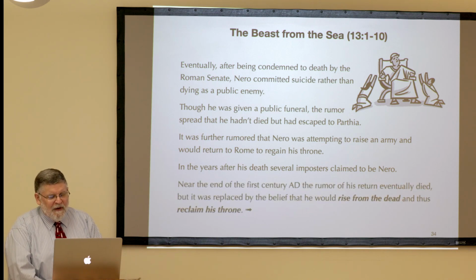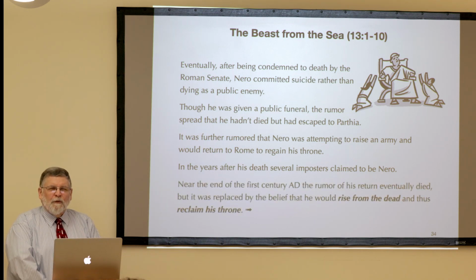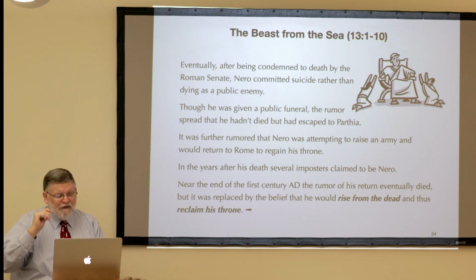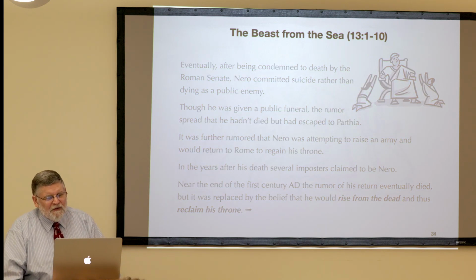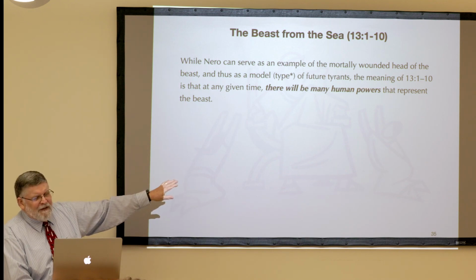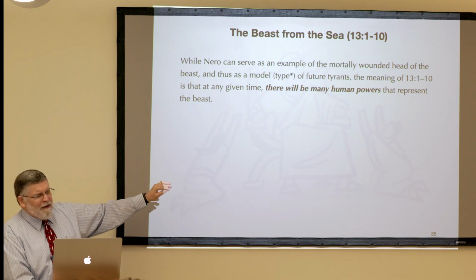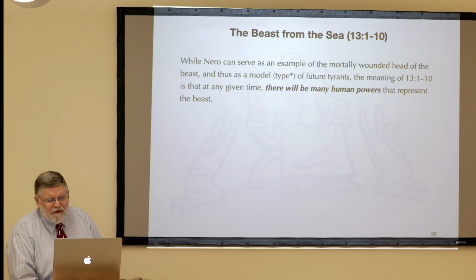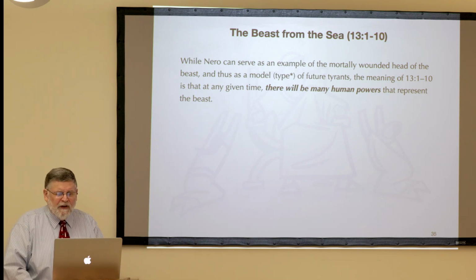Even by the end of the first century, the rumor eventually died, but some people believed, interestingly, that he could rise from the dead and reclaim his throne. So he's the most logical person to think of. I put him behind all of this because he's really a type of anyone who could serve in this position.